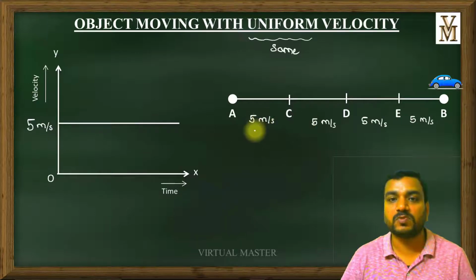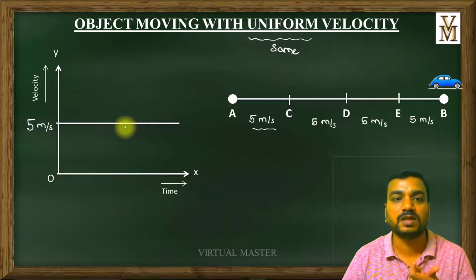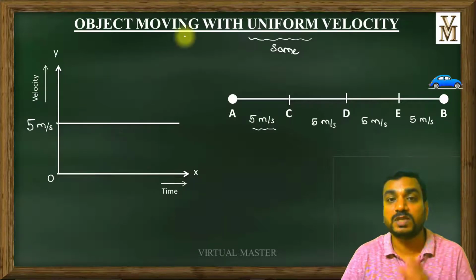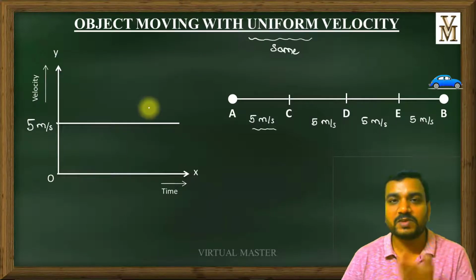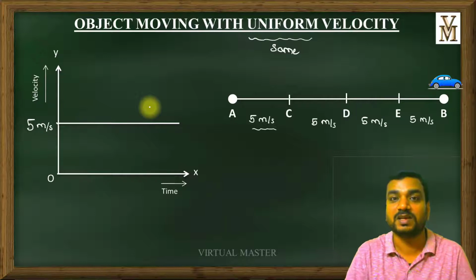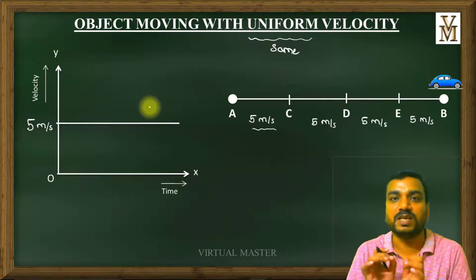Okay, since the car is moving at 5 meter per second all the time, at the point 5 meter per second along the y-axis we have to draw one straight line which will be parallel to the x-axis. This is the nature of the curve or the graph of the object moving with uniform velocity. Okay, since the car is moving with uniform velocity, naturally its acceleration will be equal to 0. As we know the definition of the acceleration, which is nothing but rate of change of velocity, and the velocity is not changing at all, isn't it? So the acceleration will be equal to 0.